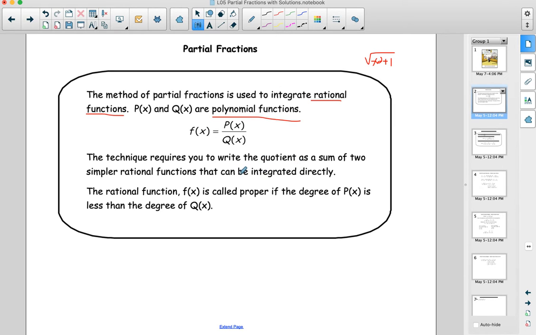Essentially what we're going to do in this technique is rewrite this quotient as a sum of two simpler quotients. So we rewrite this one rational function as a sum of two simpler rational functions. They tend to be readily integrated. Sometimes we have to do something else to get them there. The other definition we're going to need is we don't try to rewrite unless it's in proper form. It's in proper form if the degree of p at x is less than the degree of q at x. So the degree of the numerator needs to be smaller than the degree of the denominator. And if it isn't, a simple long division will correct that.